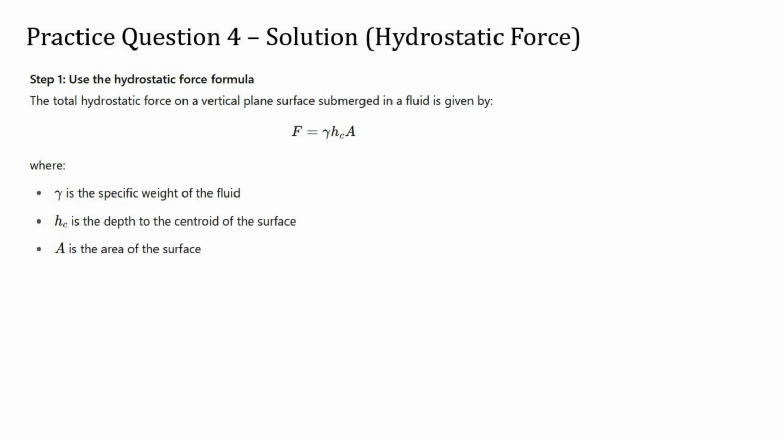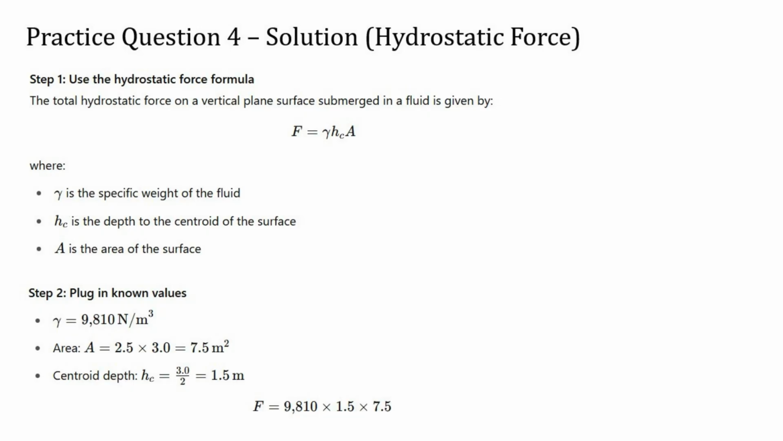We begin with a general formula for the force on a plane surface submerged in a fluid. This equation tells us that the force equals the product of the specific weight of the fluid, the depth to the centroid of the surface, and the area of the surface. The specific weight is given in the problem, and the depth to the centroid can be found since the gate is vertically placed and its top edge is flush with the water surface.